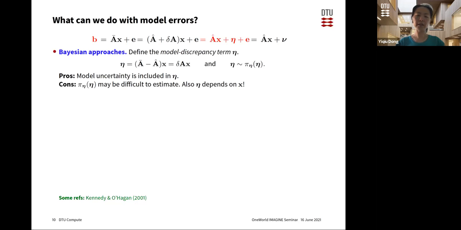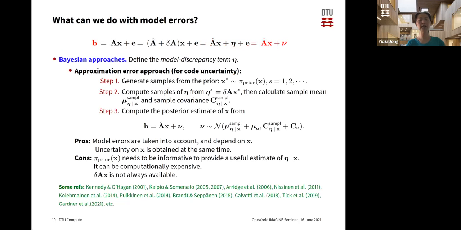There are many ways to use the model discrepancy term. One main method I would like to introduce here is the approximation error approach. This approach was first proposed in 2005 by Kaipio and Somersalo. It is for dealing with code uncertainty, basically the discretization error.